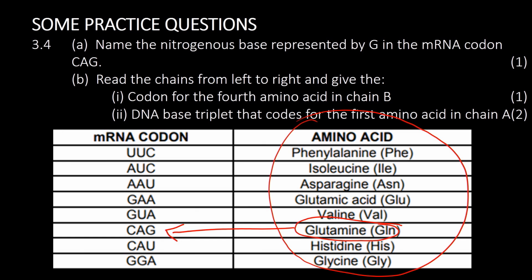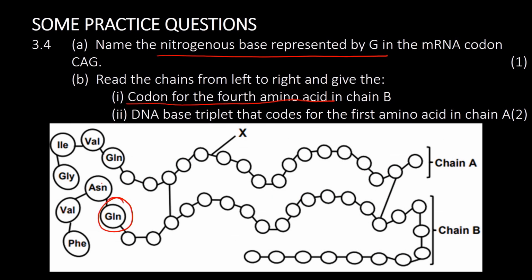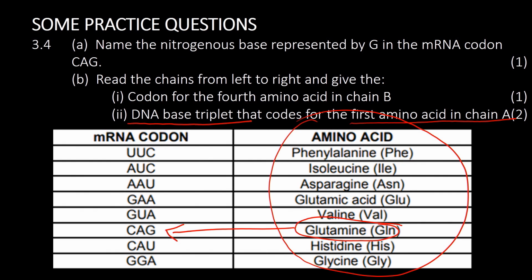Let's have a look at the next question, which is, what is the DNA base triplet that codes for the 1st amino acid in the chain? So we need to look back at our previous picture. The 1st amino acid in that chain A is GLY. So GLY, if we find it there it is, that's glycine, and its messenger RNA codon is GGA. So the DNA one that is complementary would be CCT.